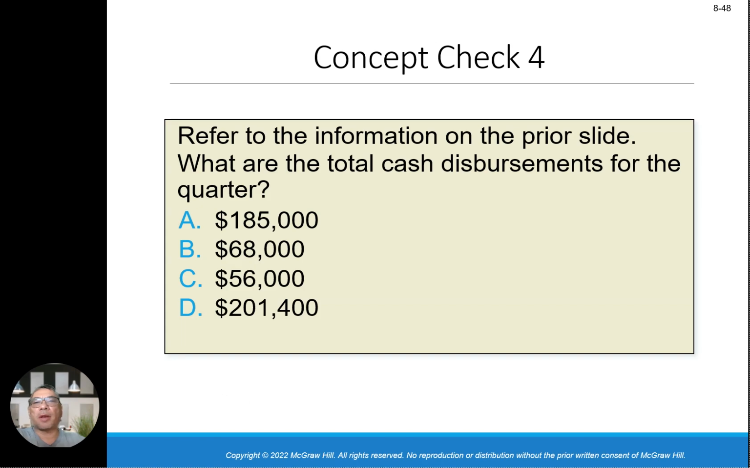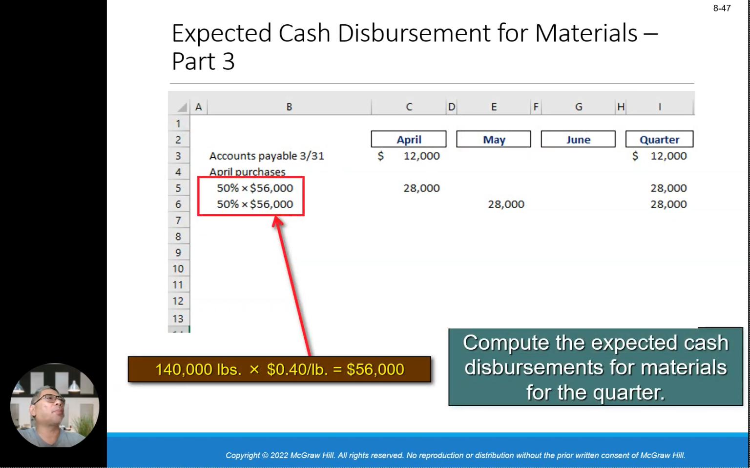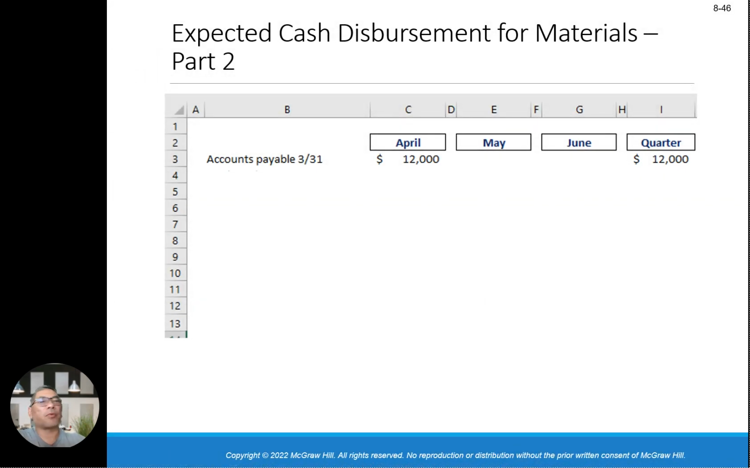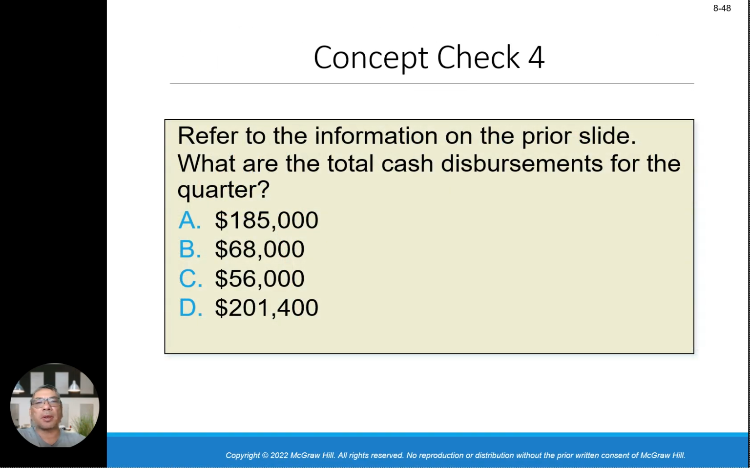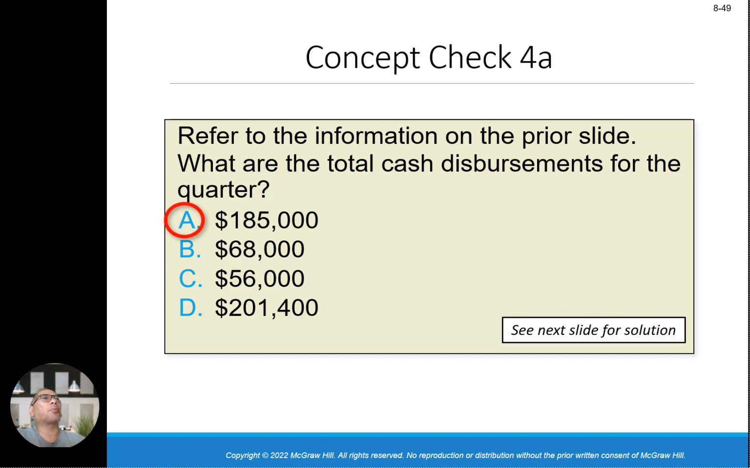So refer to the prior slide. What are the totals for the quarter? Either A, B, C, or D. Let's go back again to the logic. A, B, or C. Remember this logic given to you. Okay, these are the first 3 slide chapters you can understand. So this is the question. Okay, A, B, C, or D. The total disbursement, the answer will be A.